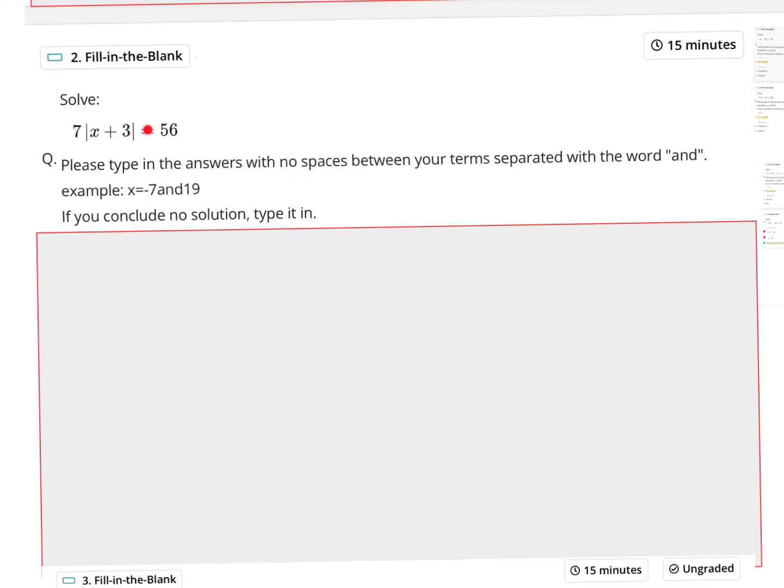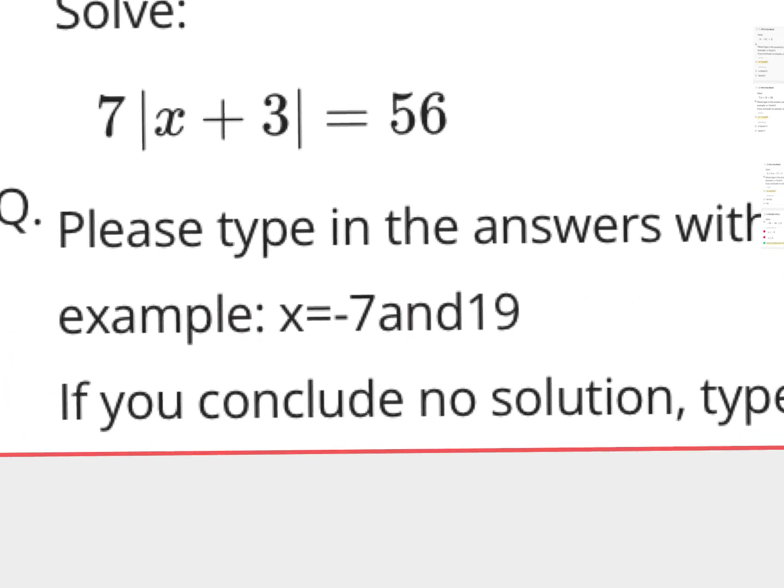We have another absolute value equation, and of course right here we do need to simplify. We need to isolate the absolute value first, so we need to get it by itself. Imagine if this had 7x equals 56. You want to isolate the x, you have to divide by 7. It's the same exact thing. What is this saying right here?